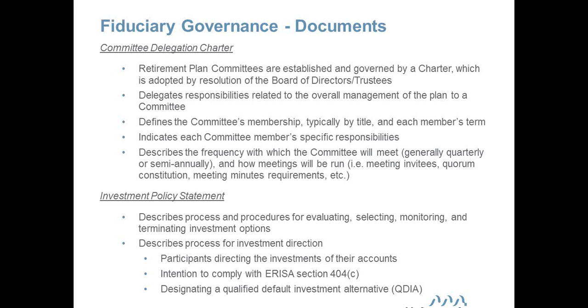An investment policy statement, which we've also discussed briefly, again, describes the processes and procedures for the investment options that you're putting in the plan. What's the process for investment direction? Are the participants going to direct their own investments? If so, do you have an intention to comply with 404(c)? Are you going to designate a qualified default investment alternative?